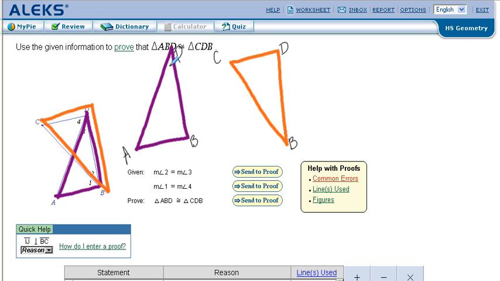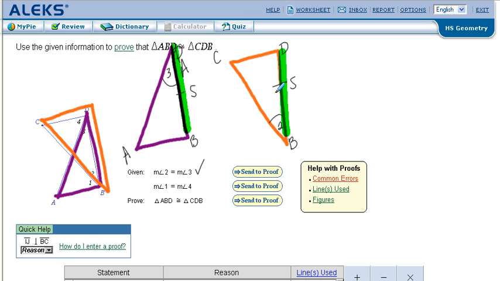We were here, this right here, I'm going to call this the toe and the heel. So the toe here is 3 and the toe here is 2. And we were told that angles 2 and 3 are congruent right here. So that gives us a pair of angles. We also notice that DB is congruent to DB. That's reflexive, so we get a pair of sides.